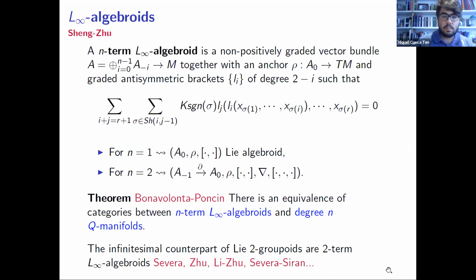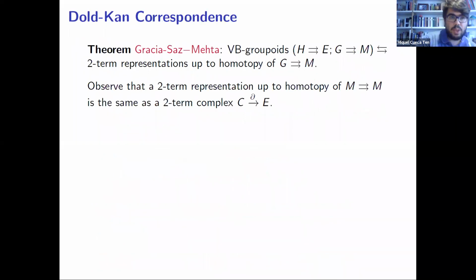So our thing right now is just that I want to relate these two-term L-infinity algebroids with my previous thing, because we have this guiding theorem. So how is this done? Well, this is done using this other result of Gracia-Saz and Mehta that says that VB-groupoids correspond to two-term representations up to homotopy of the base groupoid.